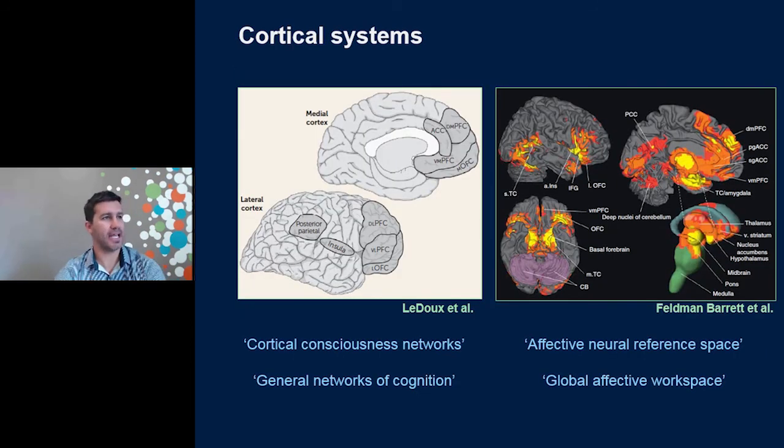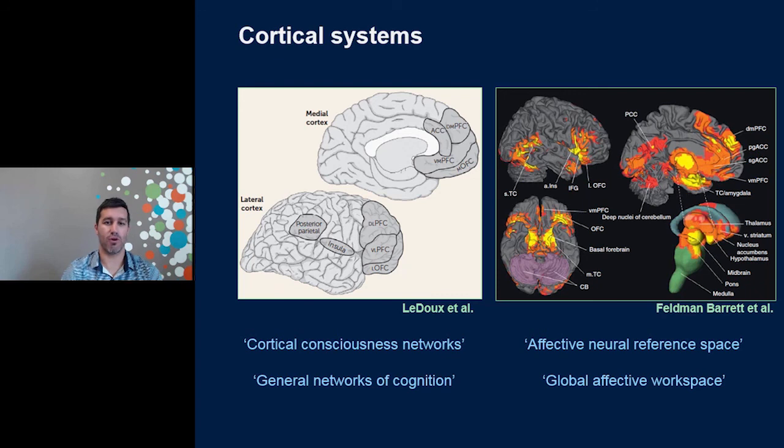And so how does this happen? In his work, he's arguing that we should call them cortical consciousness networks, or general networks of cognition, which is shown on the left slide there. So very much, I'm going to lift up my brain model, he's talking about the lateral cortical surface of the frontal lobes, and the medial surface, as being very important to the construction of emotions.